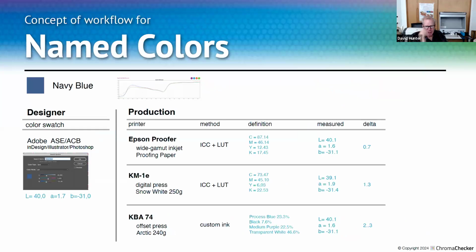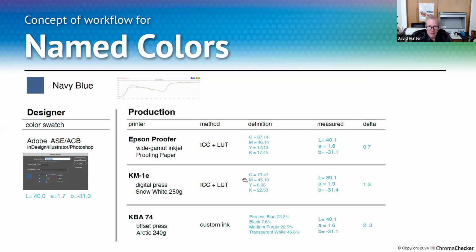Here's the whole concept: we ideally could be printing on multiple printing processes, and we have different ICC profile conversions for process color, but then we have a custom spot color lookup table so that when this navy blue prints on the Epson, it's a 87, 46, 12, and 17, but when it prints on the KM1, it's a 73, 45, 6, and 22. The end result is within approximately a delta E of the original, but it used totally different formulas to get you there.